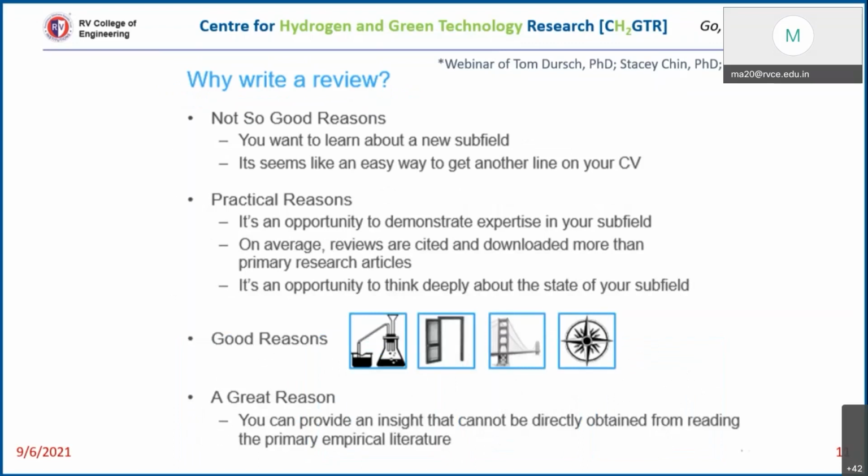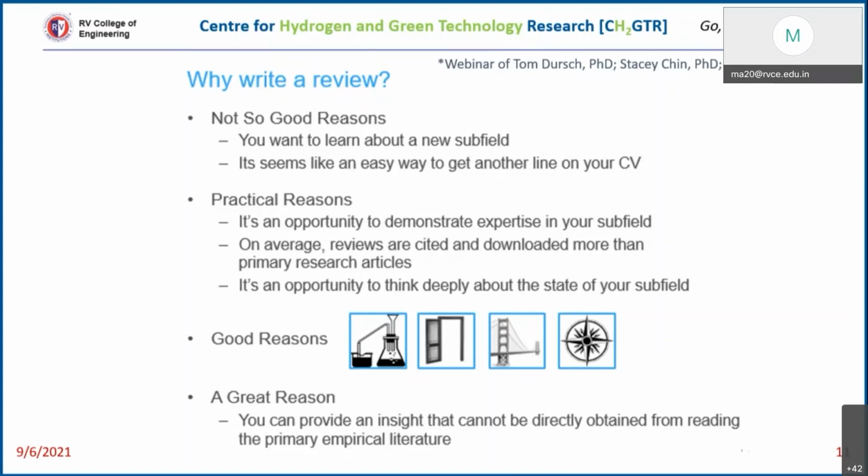Again, what could be the reasons for writing a review paper? Somewhat okay reasons, or not so good reasons, are that you want to learn something new about a new field. You might feel that if I start writing a review paper, I will get to know more about that field. Before starting the thesis paper, yes, that is a reason, but not a very great reason to write a review paper, but it is acceptable. And you might be feeling that if I just write a review article, that adds to my CV. That is also fine, but that should not be the only reason for writing a review paper. It is acceptable, not an issue.